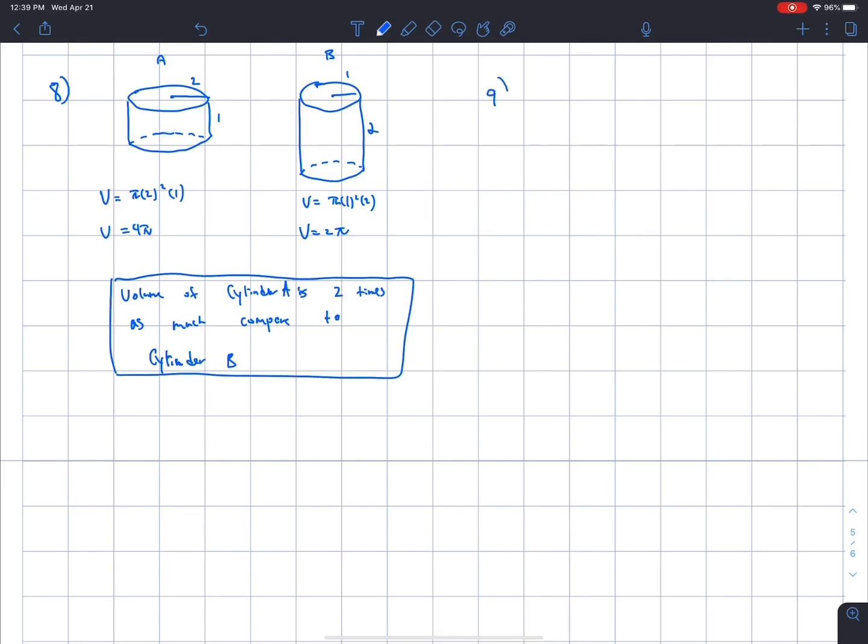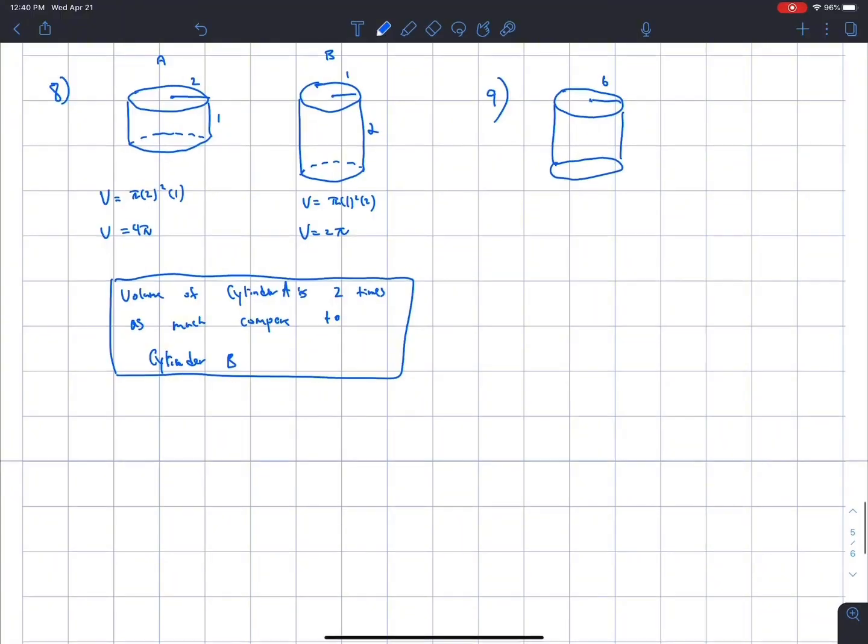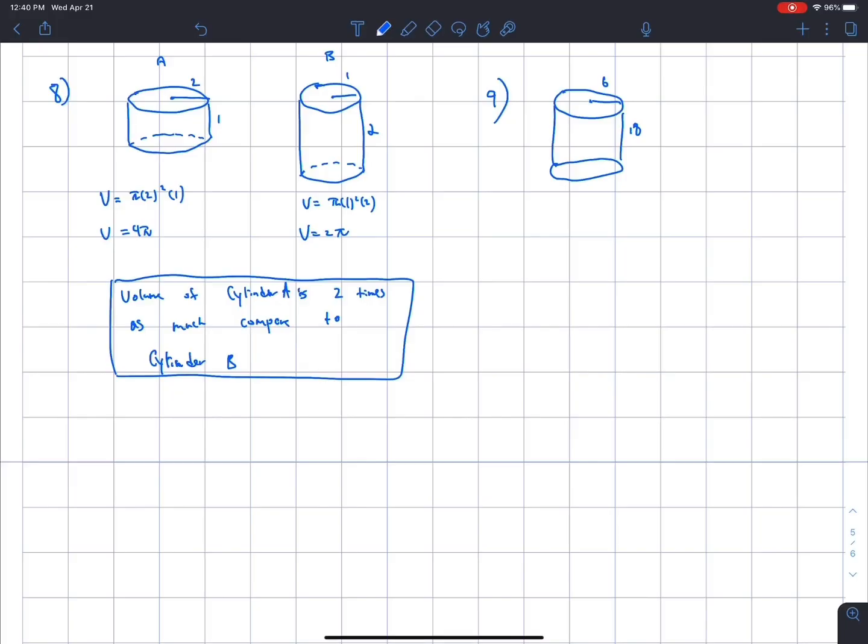Question 9. A solid metal cylinder with radius 6 and a height of 18 is melted down to form a solid cube. Find the length of the side of the cube to 2 decimal places. So we have a cylinder that has a radius of 6 and a height of 18. We are going to melt this down and make it into a cube, and we want to find the length of the side.